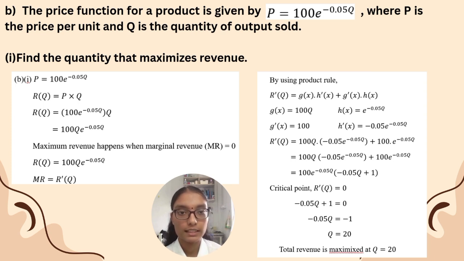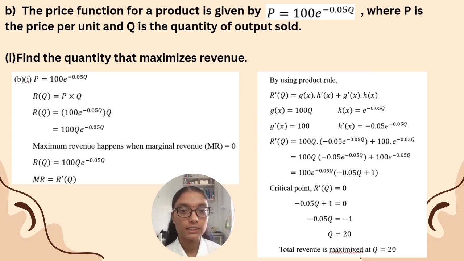In this case, the revenue function is a product of two different functions. One is 100Q and the other is e power of negative 0.05Q. Because of this, we cannot differentiate it directly. Therefore, we use the product rule. The product rule states that if R(Q) equals G(Q) times H(Q), then the derivative is R prime of Q equal to G prime of Q times H(Q) plus G(Q) times H prime of Q.